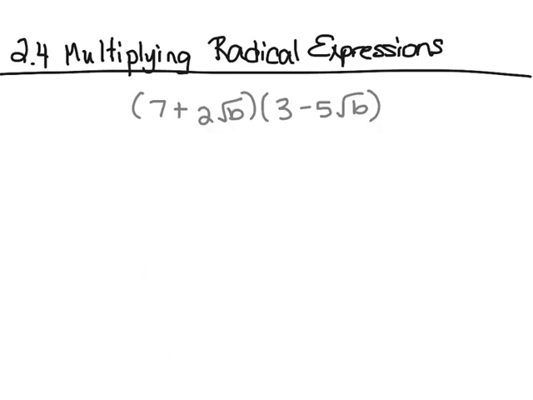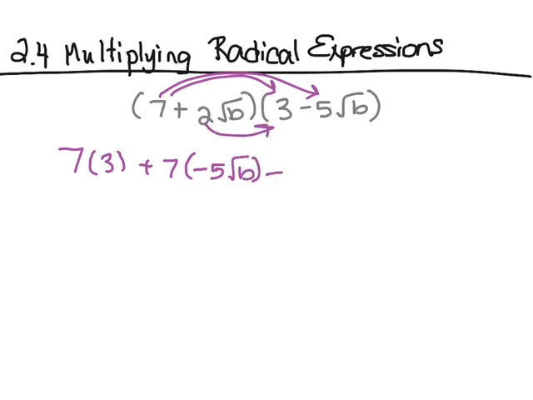When you have a variable, it's the same thing. You're just going to multiply with variables. So we're going to distribute. So 7 times 3 plus 7 times negative 5 root b plus 2 root b times 3 plus 2 root b times negative 5 root b.